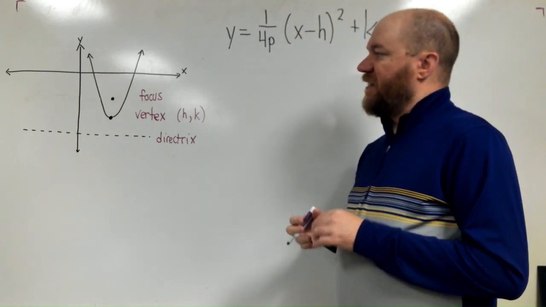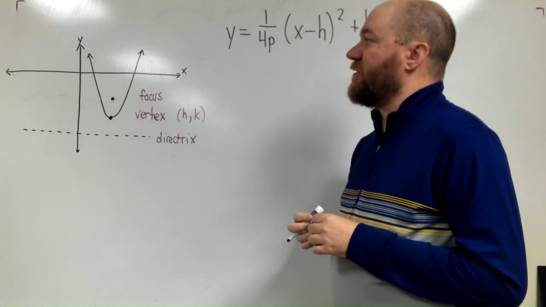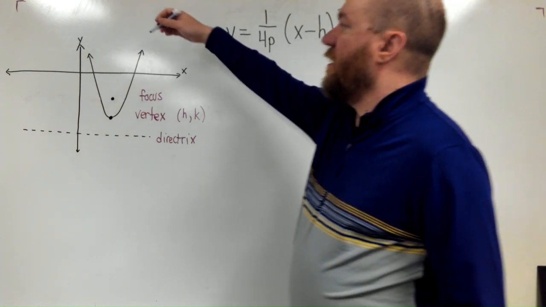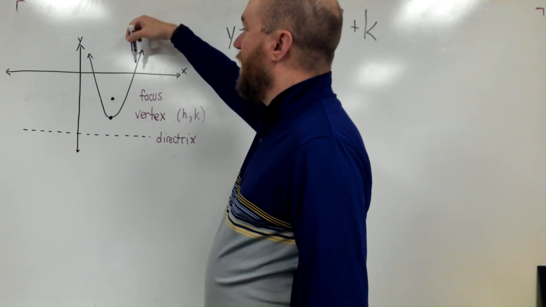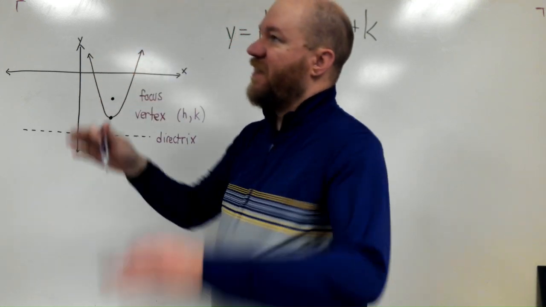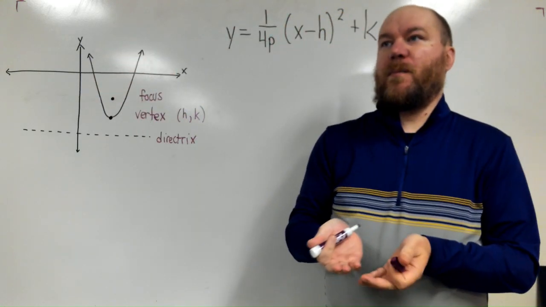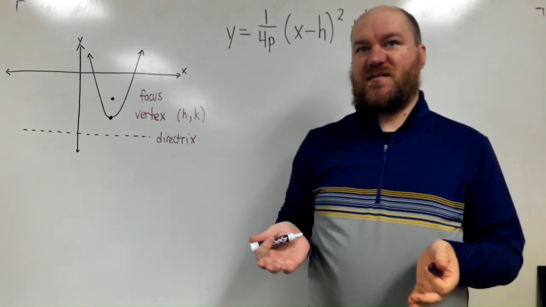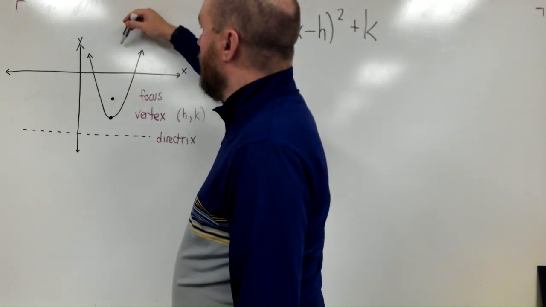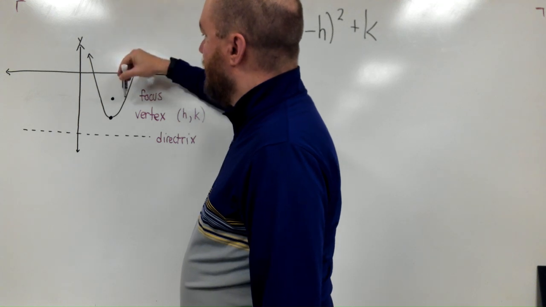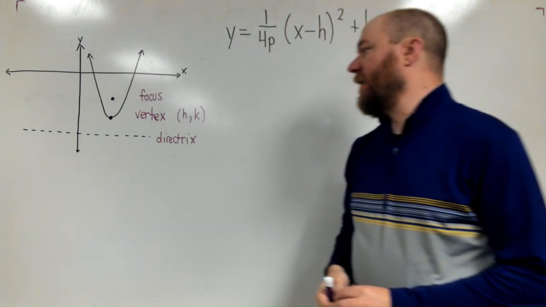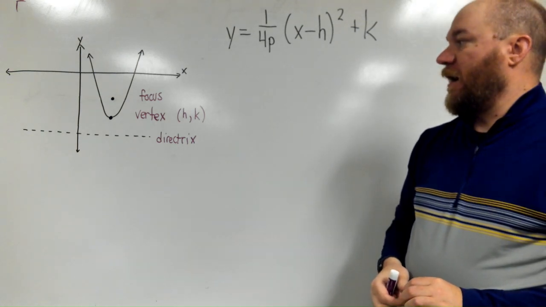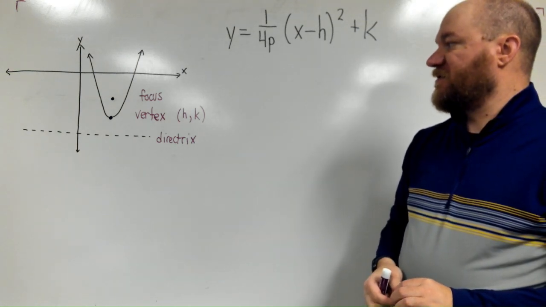The focus is a little easier to understand. Pretend that we shoot a laser beam or something inside of this parabola, and this focus is like the point at which the parabola spins around, right? So that laser beam, no matter where we shoot it, it's going to end up bouncing and hitting that spot. Okay? So we have focus, we have vertex, we have directrix.